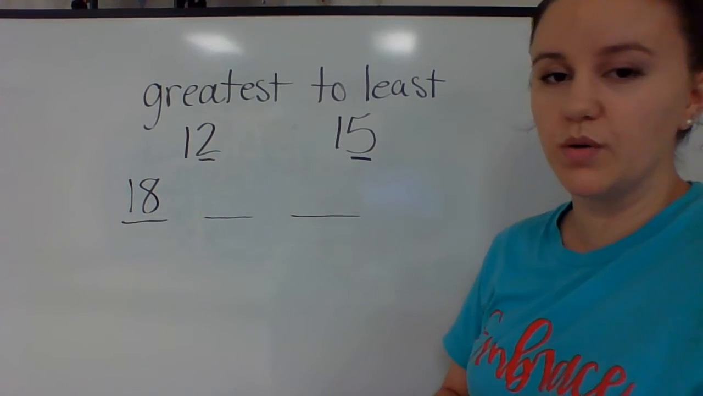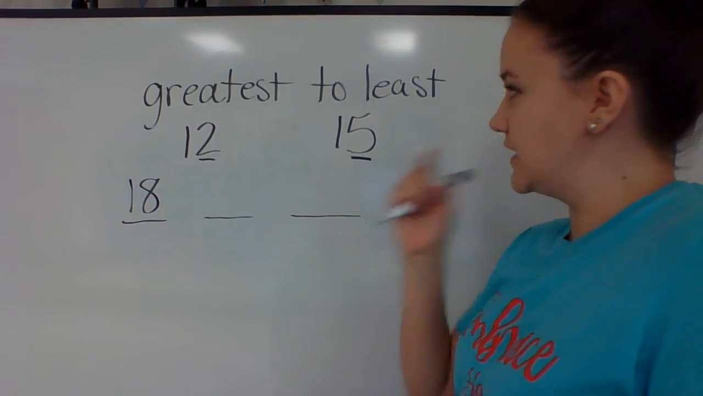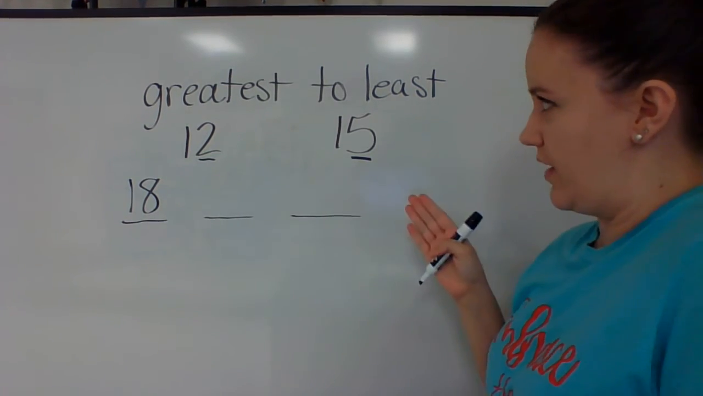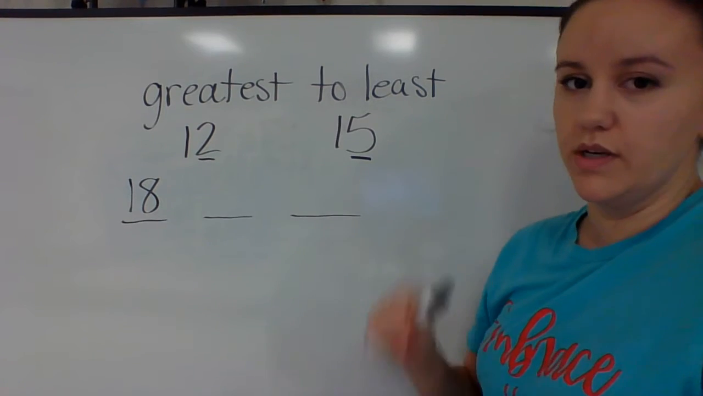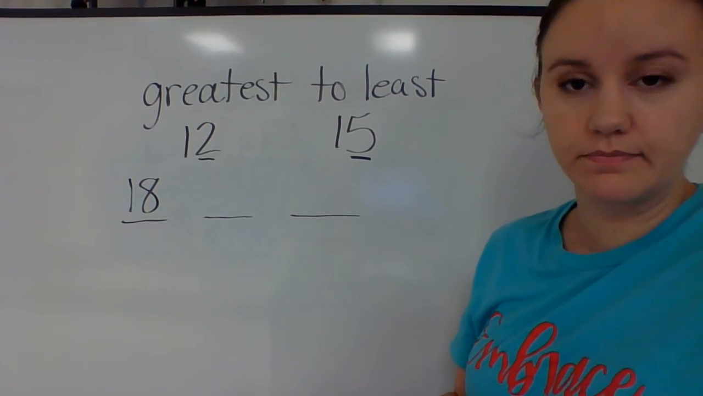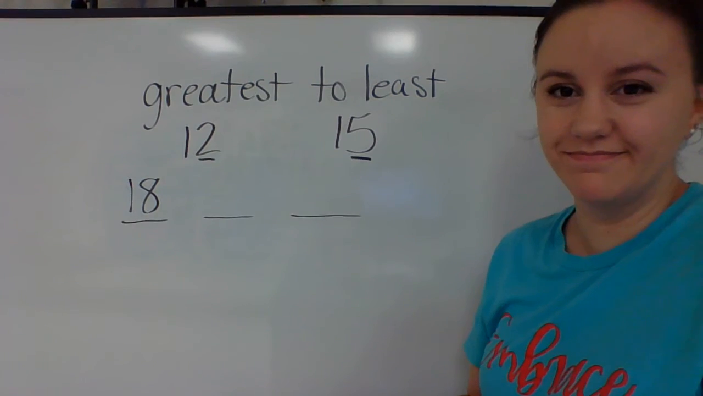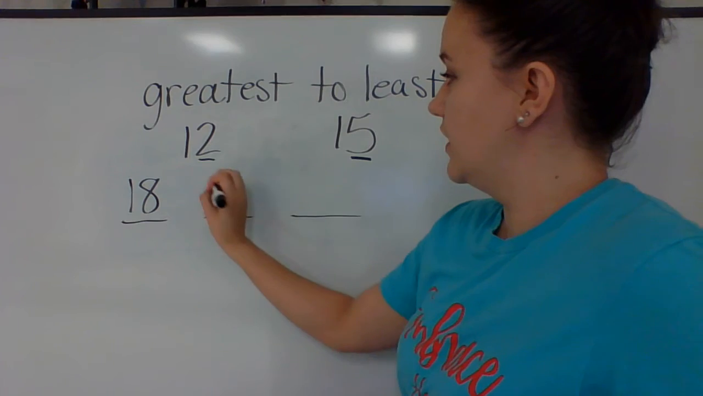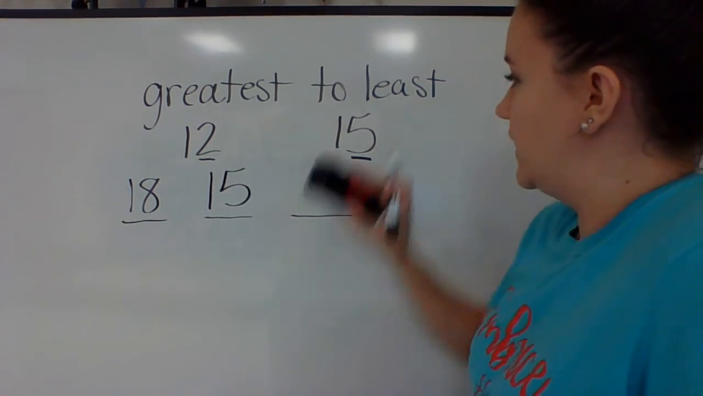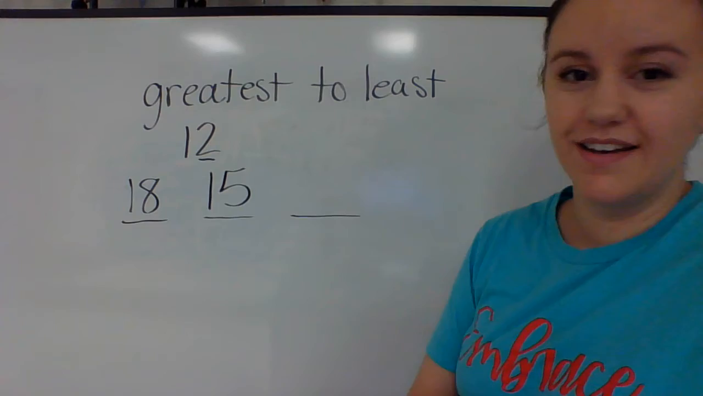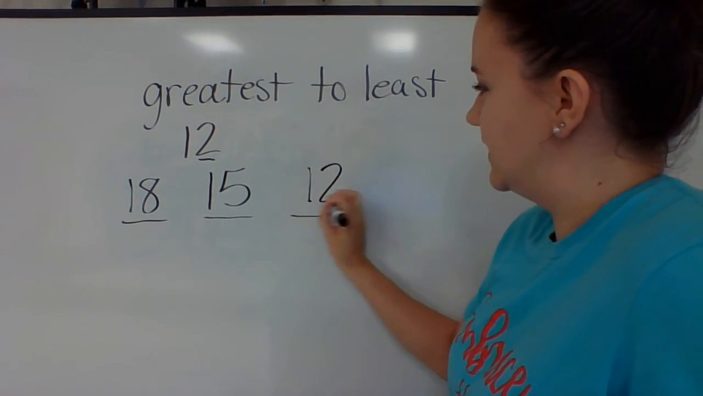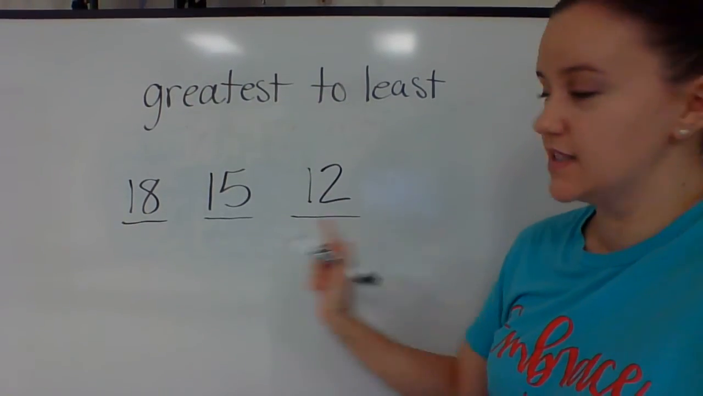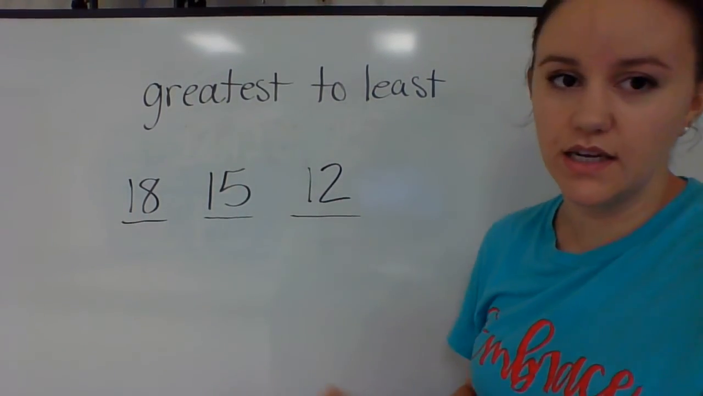Now let's think about what number would come next. So if I'm doing greatest to least, I can look at my last 2 numbers and I can still think about which one is greater, because that's the order that I'm going in this time. So which one is greater, 15 or 12? 15 is greater than 12 because 5 is greater than 2. So 15 would need to come next. And then that would leave 12 as the least number. So from greatest to least, I would have 18, 15, and 12.